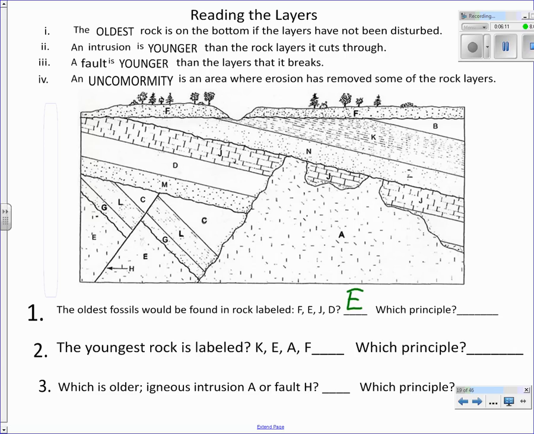I, which is the oldest rock layers at the bottom. Is that a good explanation of why you chose E? Everyone understand how we're doing this? Okay, very good. Are you all with me? Excellent. All right. The youngest rock layer, is it labeled K, E, A, or F? F.